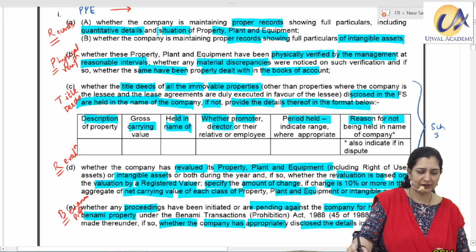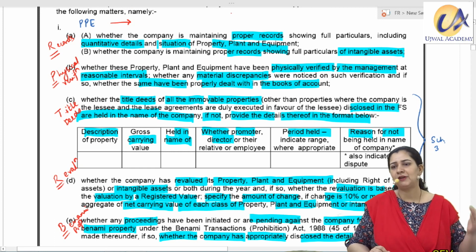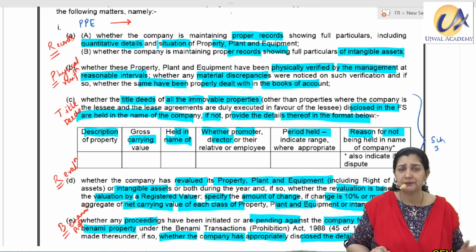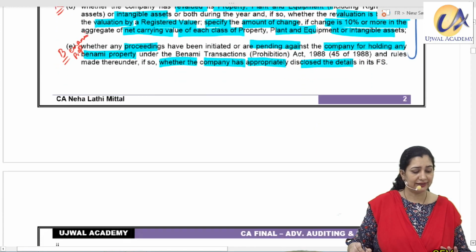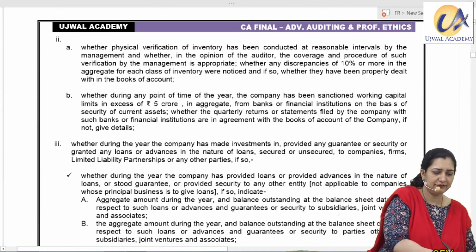So the first point I have got is PP, and under PP we are going to check these 5 things. Okay, so I hope this is clear. Now coming to the second point. We call it inventory.